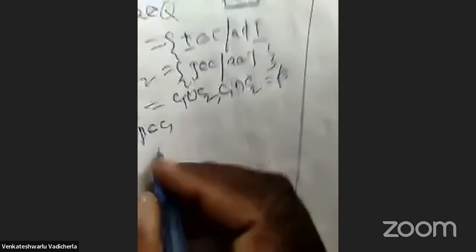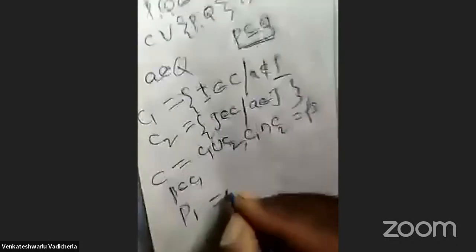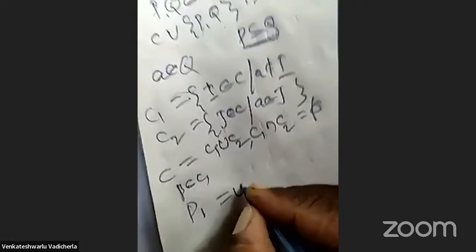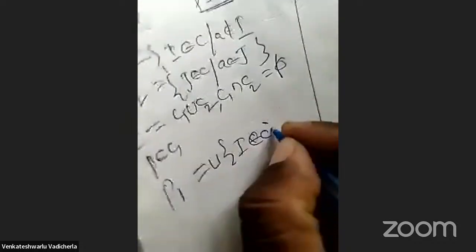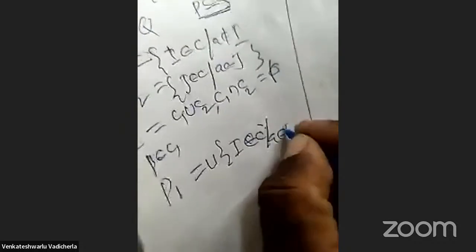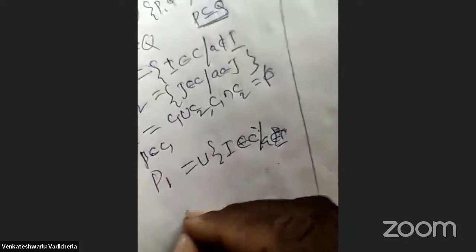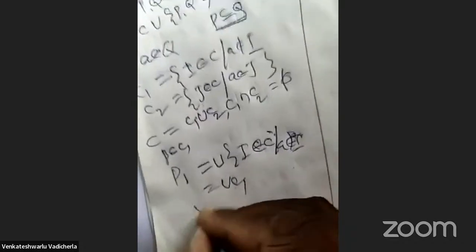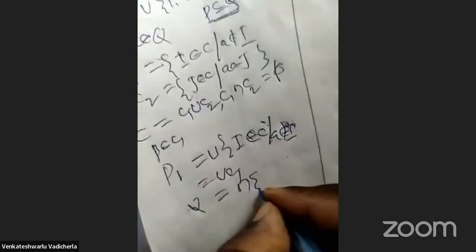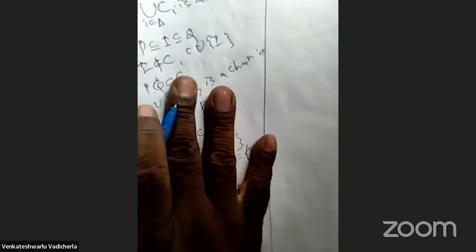Next, define P1 as the union of all I belonging to C such that A does not belong to I, which is the union of C1. Similarly, Q1 is the intersection of all J belonging to C such that A belongs to J, which is the intersection of C2, where C1 and C2 are chains.